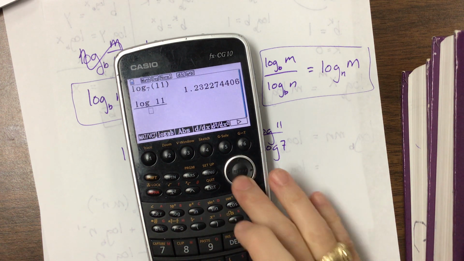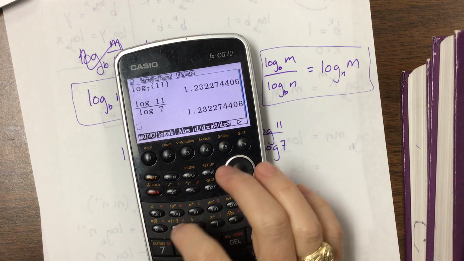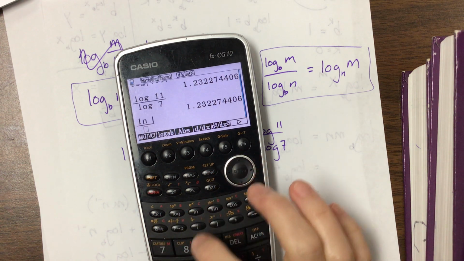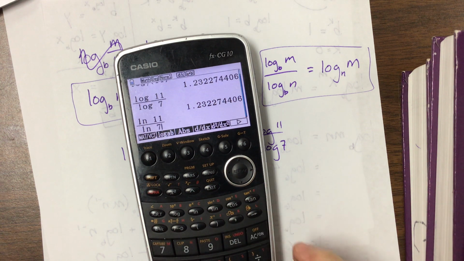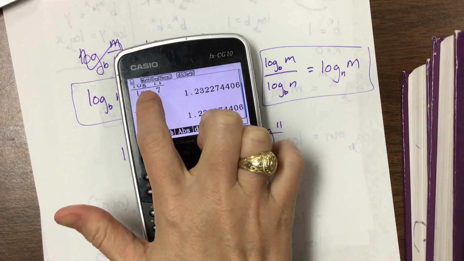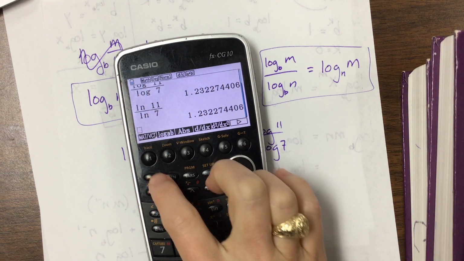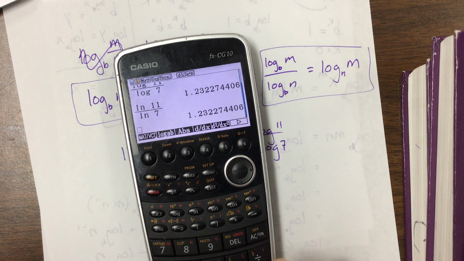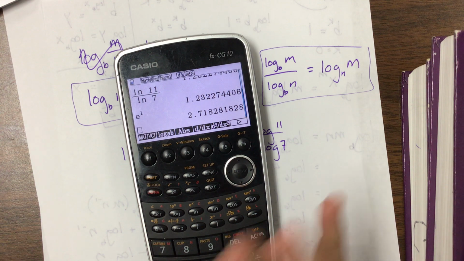Well, there's log. Log of 11 divided by log of 7. Okay, those numbers are the same. That is grand. Or we could do the natural log of 11 divided by the natural log of 7. Those all become the same. The log right here had an understood base of 10. This has an understood base of e. And e to the first is equal to about 2.71 and so forth.